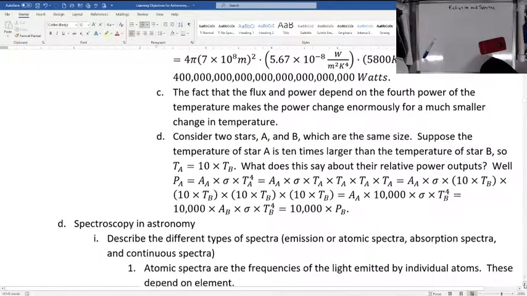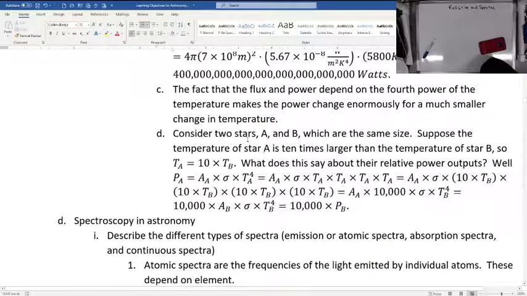And so we can do a quick example down here in part D, and I'll stop for a minute. Consider two stars A and B, which are the same size. Suppose the temperature of A is 10 times larger than the temperature of star B, right? So temperature A is equal to 10 times temperature B. What does that say about their relative power outputs? Well, we just said the power is equal to the area times sigma times the temperature to the fourth power. I have these little subscript A's to let you know that here I'm just talking about star A. Remember, they're the same size, so the area of A and the area of B are the same, but the temperature of A is 10 times the temperature of B.